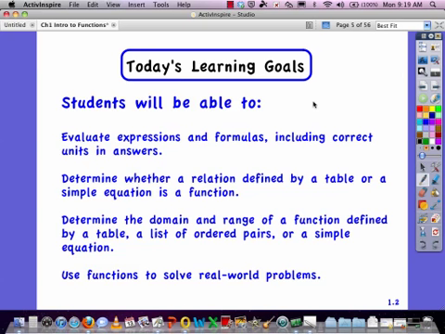Determine the domain and range of a function defined by a table, a list of ordered pairs, or a simple equation, and use these functions to solve real-world problems. Now, I do believe we'll probably be spending 2 days on this, so take it all in, take some good notes, hit pause and rewind when needed, but there will be some good vocabulary again emphasized in this section.